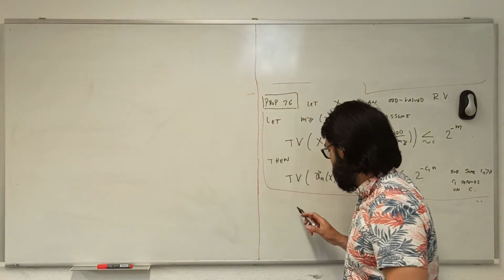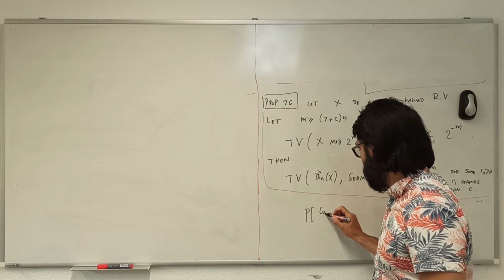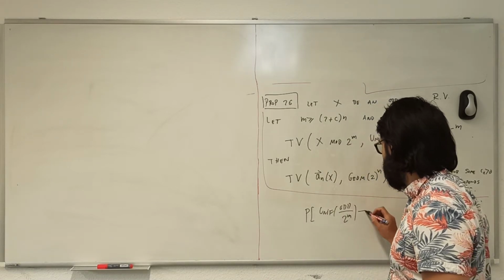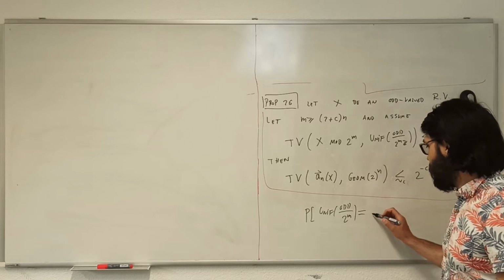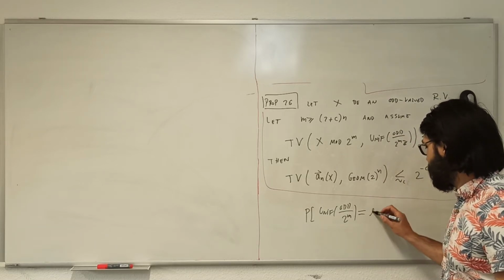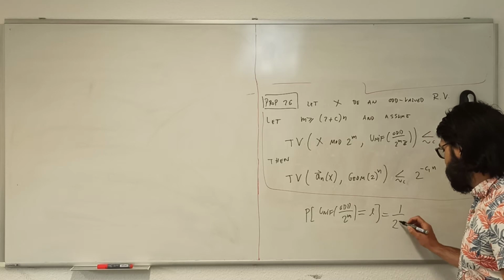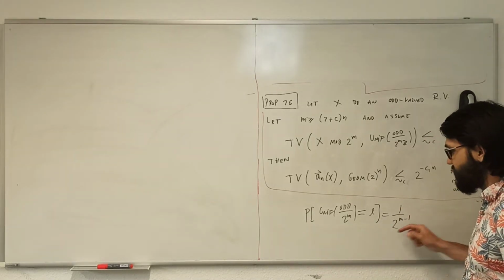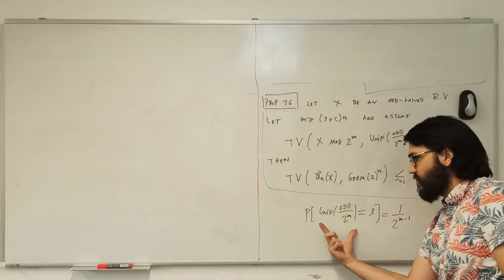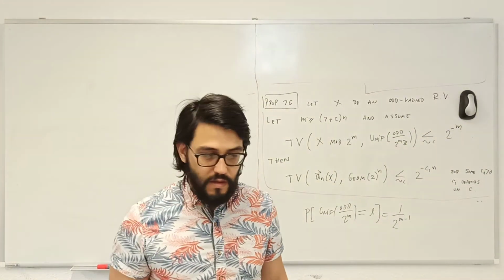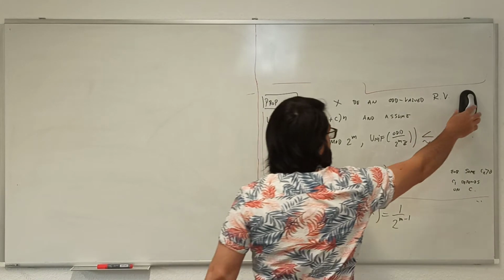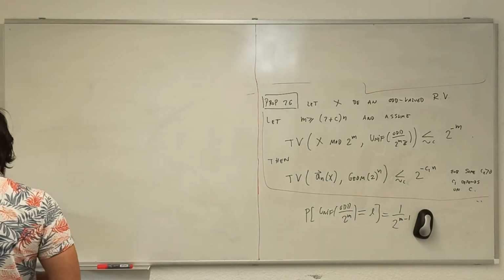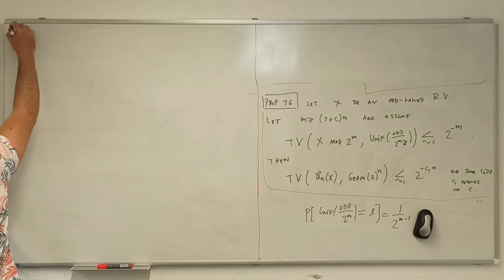So just to be clear, what I mean is that the probability of the unit of odd 2 to the m equals some number, let's say L, is just 1 over 2 to the m minus 1, which is exactly the quantity of the residue classes here. Okay, so let me erase that. Let me leave that for a moment. Okay, so let's start the proof.